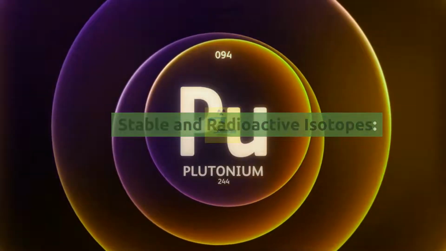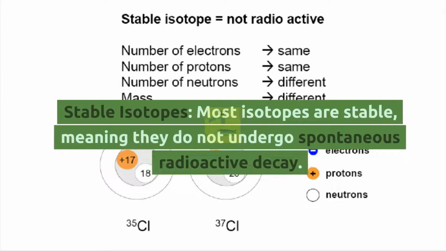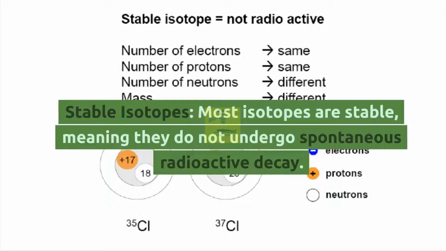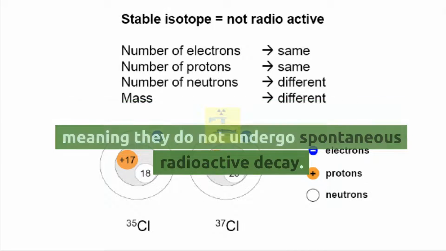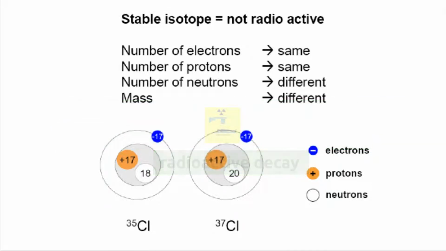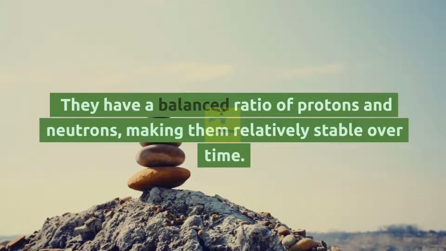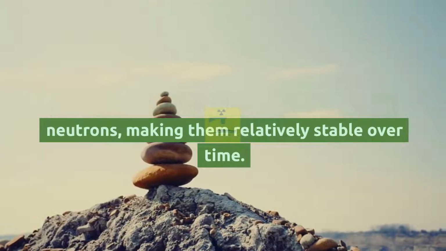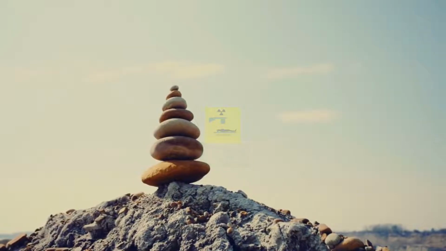Stable and radioactive isotopes. Stable isotopes. Most isotopes are stable, meaning they do not undergo spontaneous radioactive decay. They have a balanced ratio of protons and neutrons, making them relatively stable over time.